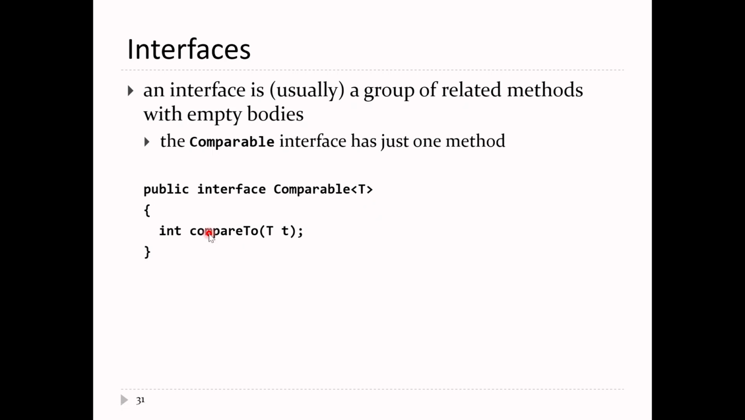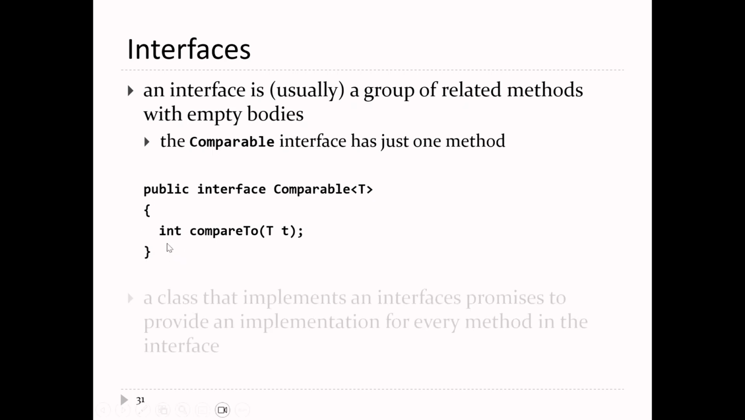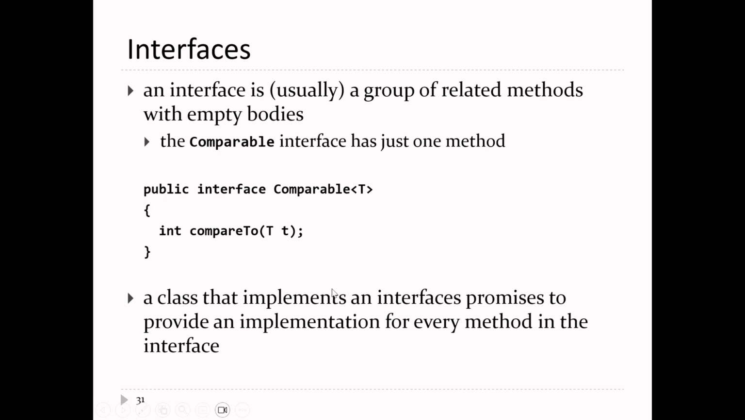The interface says that there's a method called compareTo, and it takes in an object of type T, whatever type you are comparing. And it returns an int. So any class that implements comparable has to provide a compareTo method that looks like that. So it must return an int. It's called compareTo with a big T, and it has one parameter.